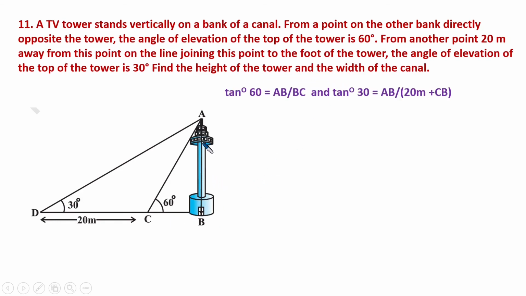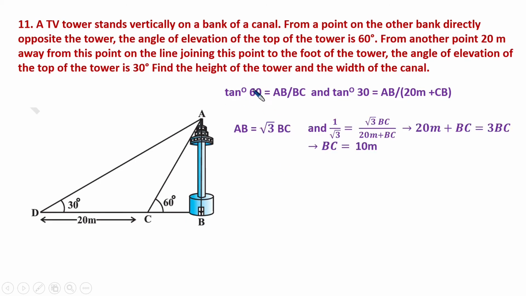Okay, so we have been told to find the opposite side of this 60 degree or 30 degree angle and the adjacent side of this small triangle. Two quantities we have to find, and given are angle 30 and angle 60. So how do I do it? Tan of 60 is opposite by adjacent, AB by CB, which I have written here, and then tan of 30 is AB by DB, where DB is 20 meters plus CB.